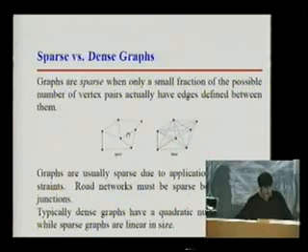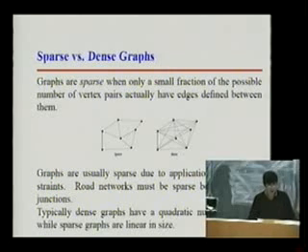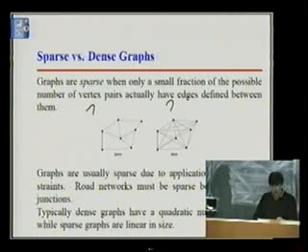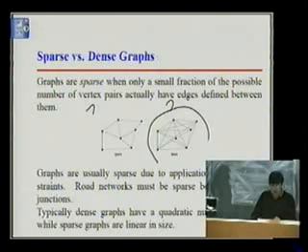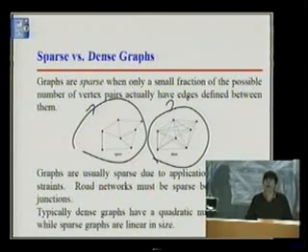Let's look at a couple of other properties. Again, I go through a bunch of these in the book. We say that there's a distinction between sparse and dense graphs. Here we have a graph with 1, 2, 3, 4, 5, 6, 7 vertices. This one also has 7 vertices, right? But this one has almost every pair of vertices connected. This one has very few edges. Does everybody agree with that?